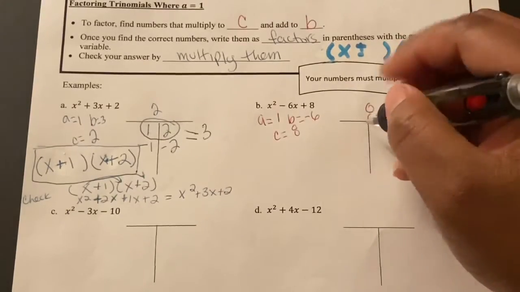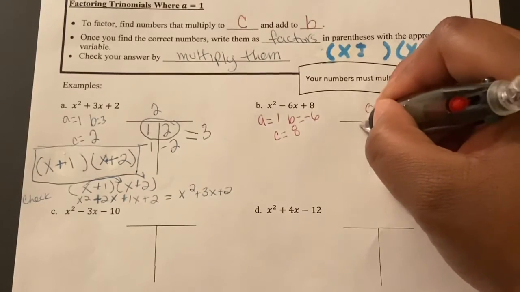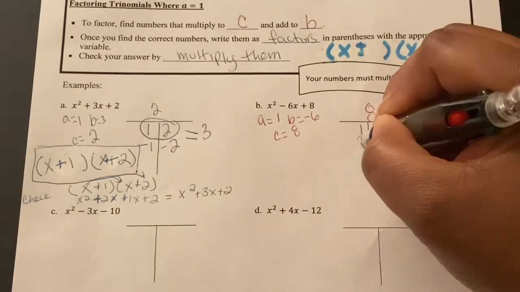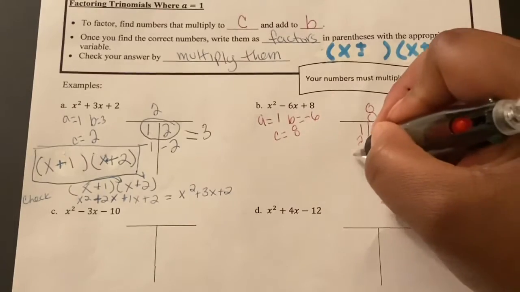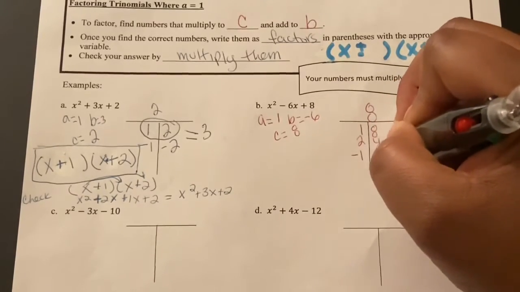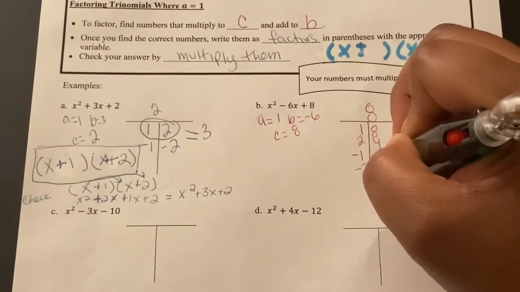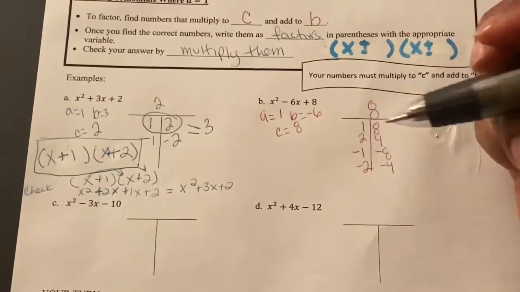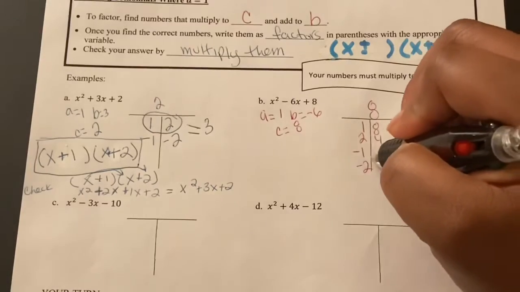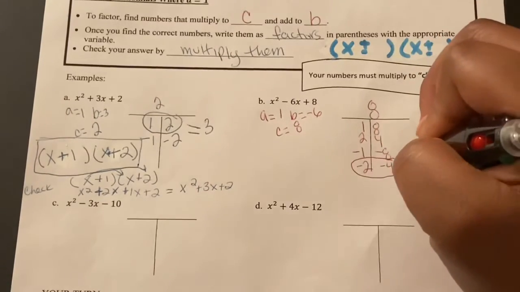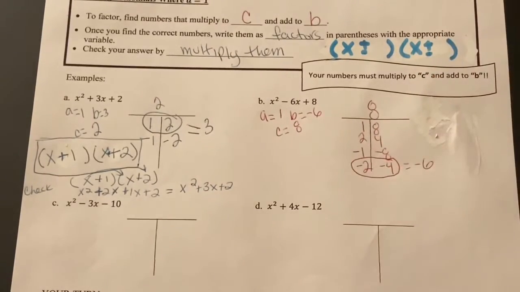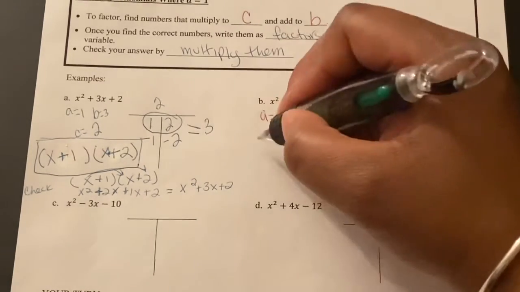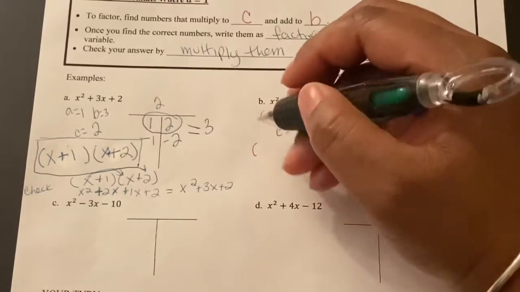So then my factors of 8, since it's a positive 8, could be 1 and 8, 2 and 4. It can also be negative 1 and negative 8, and negative 2 and negative 4. Okay. But which ones add to make negative 6? That would be negative 2 plus negative 4. Okay. So now, since I found my numbers, I'm going to write them out as factors with parentheses.